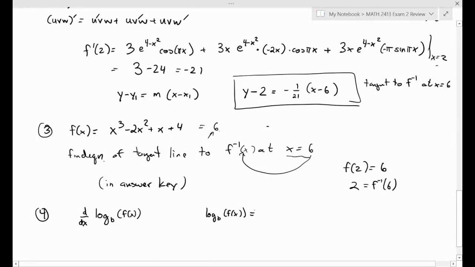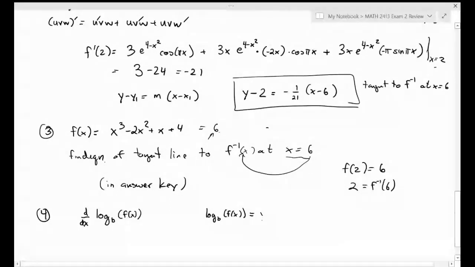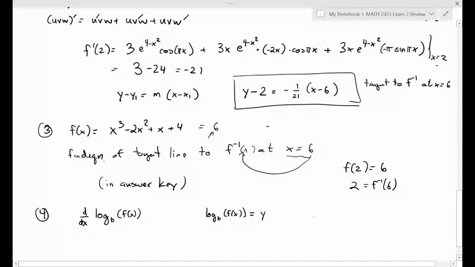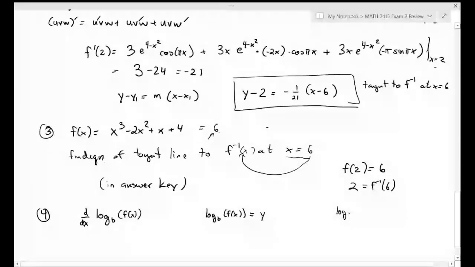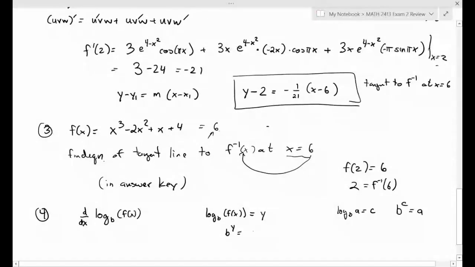Anyway, just a reminder of the formula in case. If we have the log base b of some function is equal to y, what's another way of rewriting it? You have this triad of numbers, right? If you have log base b of a equals c, that's equivalent to saying b to the power c is equal to a. So this says b to the power y is f of x.